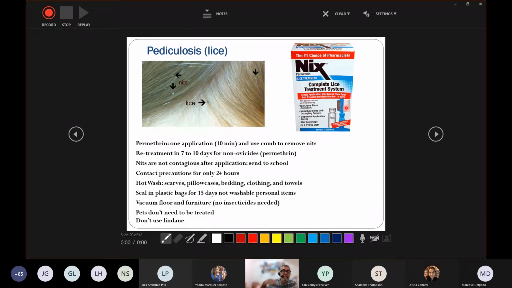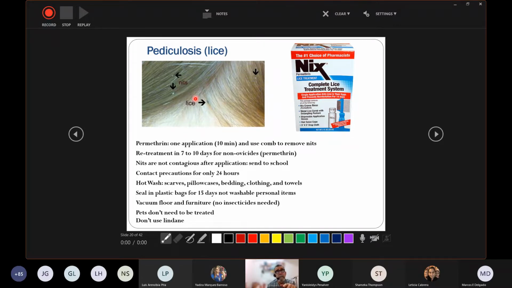And then 7-10 days later, a second dose of permethrin is recommended. Meanwhile, all the linen, personal clothing, whatever, should be washed with hot water and dried in the electric dryer in the hot cycle. That is enough.